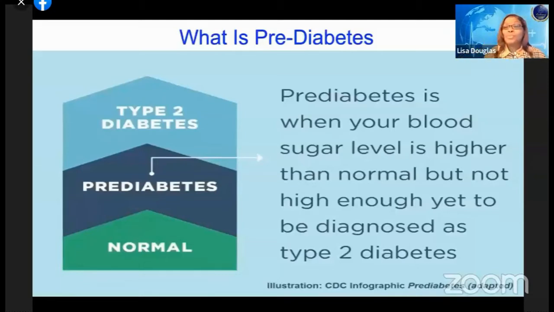Then there's what's called a pre-diabetic state. Some of you may not have heard that term before. Before you go into type 2, there are always some symptoms that give you warning signs that something is not right. The pre-diabetic state is when your blood sugar level is higher than normal, but not high enough yet for you to be diagnosed as a diabetic.